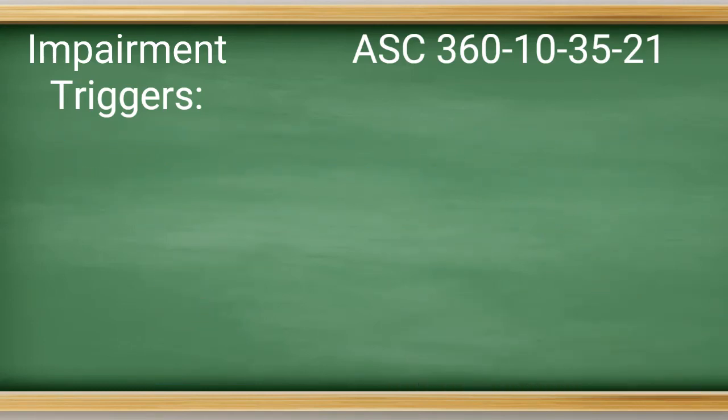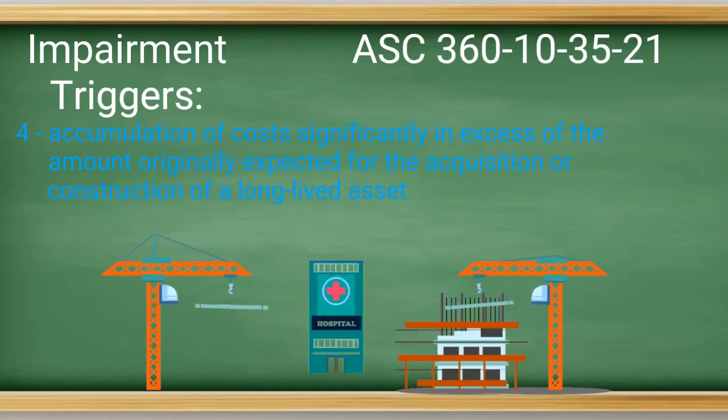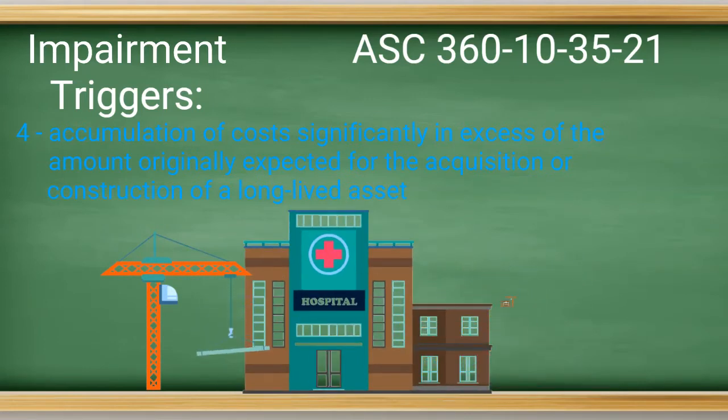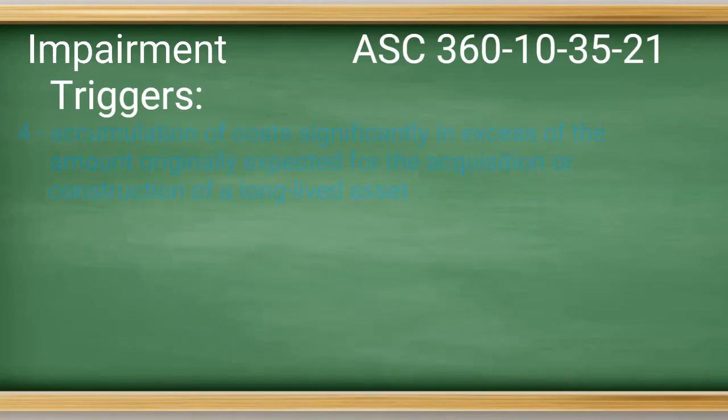The fourth trigger is an accumulation of costs significantly in excess of the amount originally expected for the acquisition or construction of a long-lived asset. This is a simpler example. So let's say you were constructing a new hospital and the cost overruns were in such excess that it may make the hospital's future uneconomic. This could be a trigger, and you would move to a step 1 analysis.